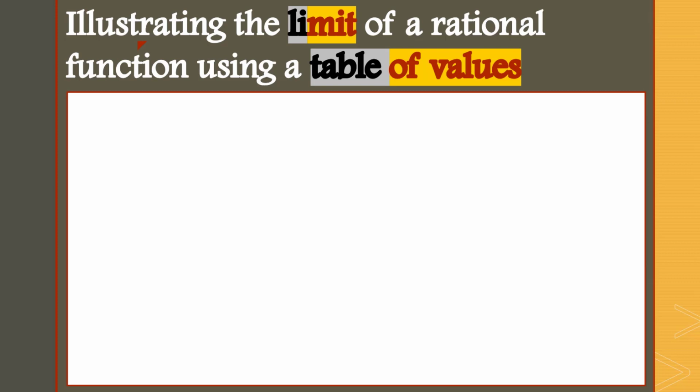Let's start by identifying a certain rational function. Let's say f of x is equal to x squared minus x minus 2 all over x plus 1. We see here that there is a variable x that can be found in the denominator of this expression, hence this is called a rational function. And let's say that we are going to solve for the limit of this given function.